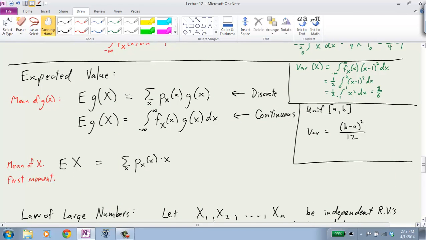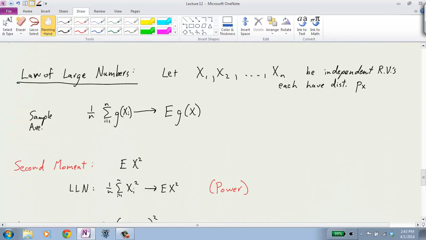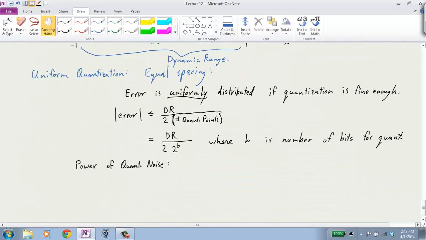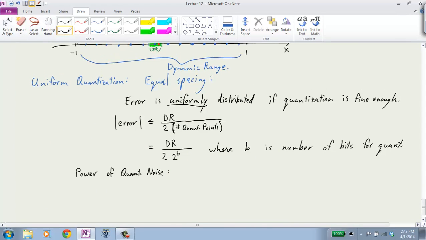We have a B minus A. In this case, B minus A is exactly the dynamic range, right? No, it's not. B minus A is this minus its negative, because the error is bounded to be less than this and greater than the negative of this. So it's going to be DR over 2 to the B, squared, over 12. So that's the noise power.